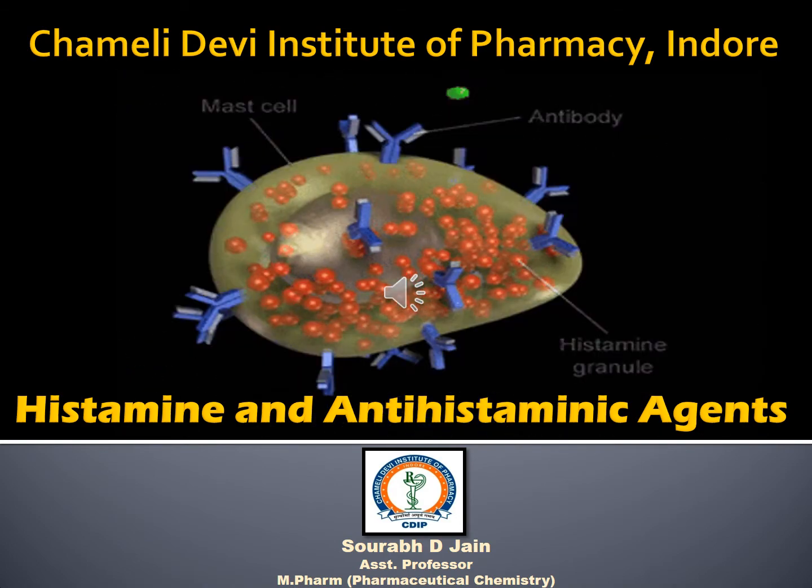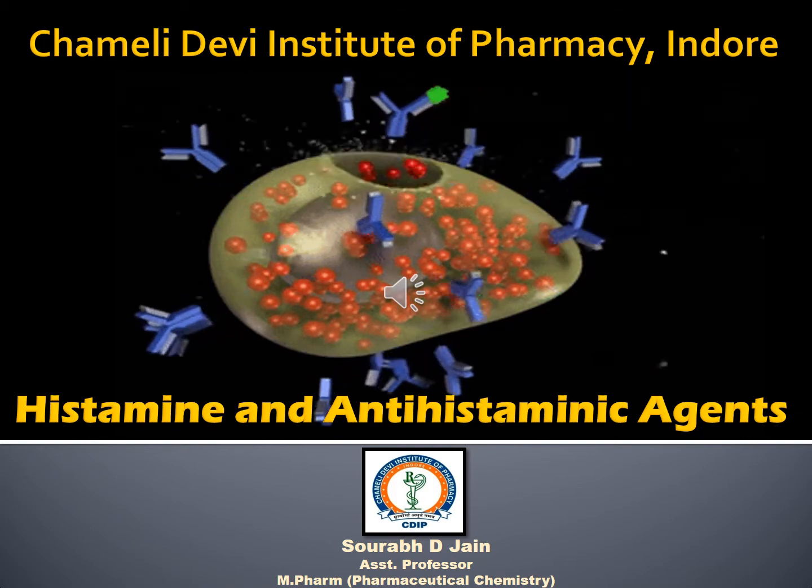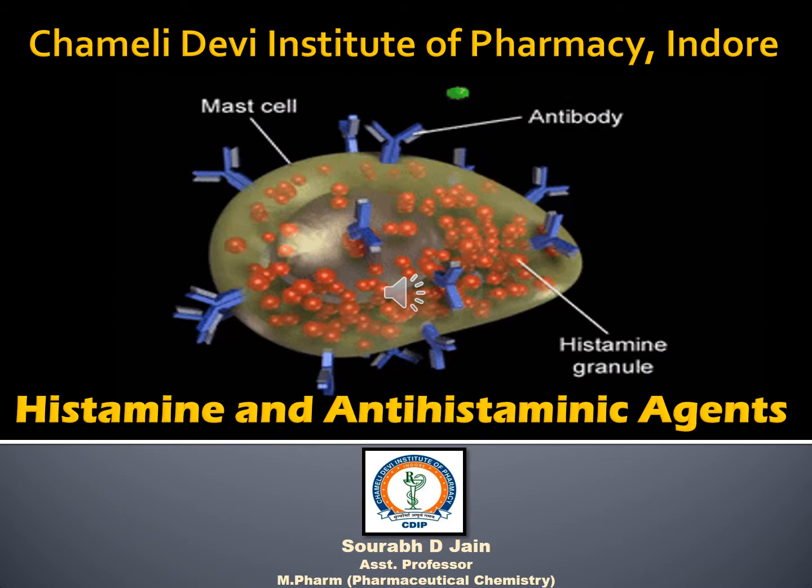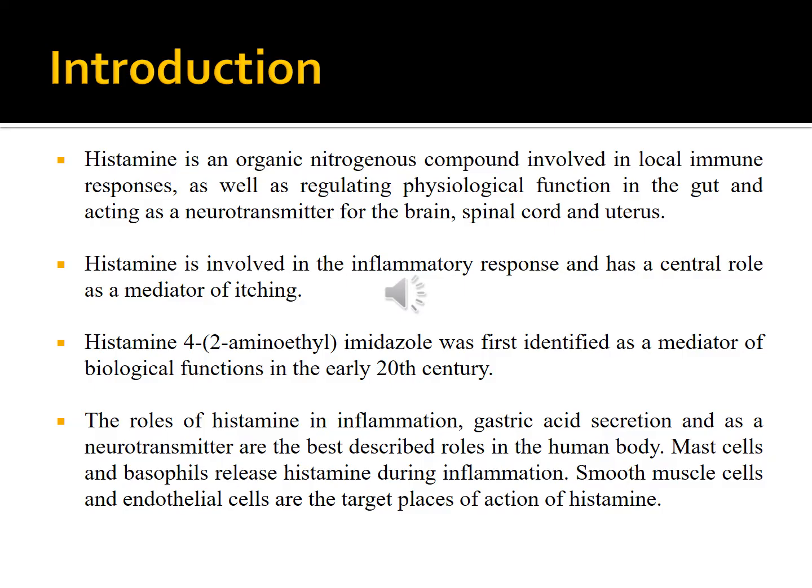In this session, we will discuss histamine and antihistaminic agents. First of all, we will discuss histamine. The meaning of histamine is tissue amine, which is present in animal tissues and in certain plants.